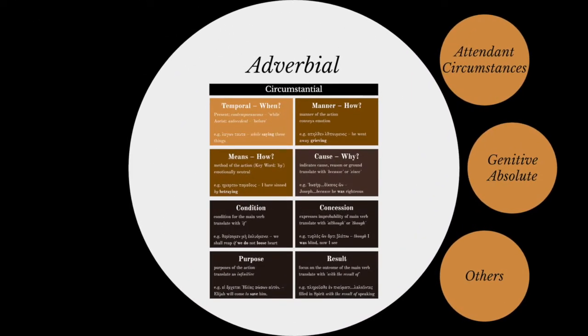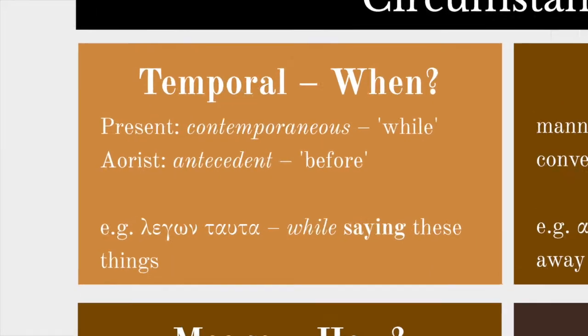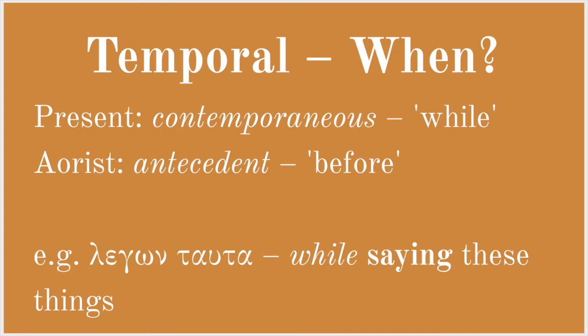There are several subcategories that we will have a look at. The first and most diverse subcategory is the circumstantial participle. The function of the circumstantial participle is to add meaning and context to the main verb, answering questions like when, how, or why. A temporal circumstantial participle answers the question when the action of the participle and the main verb occur. If the participle is in the present, the two actions are contemporaneous, such as in our example of legon tauta, which translates to while saying these things.